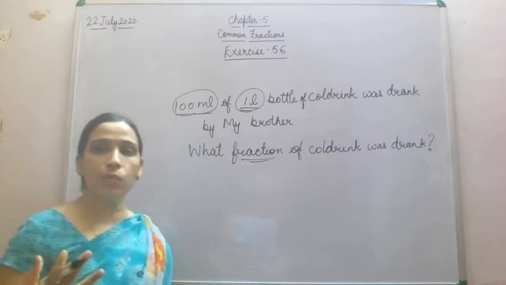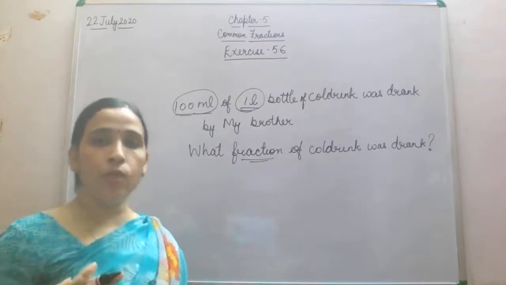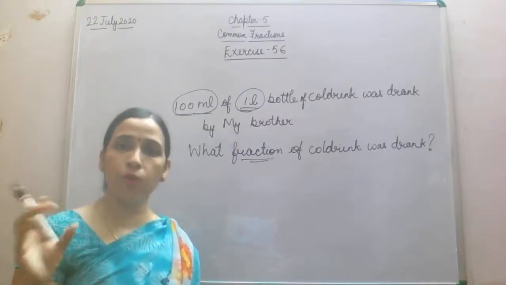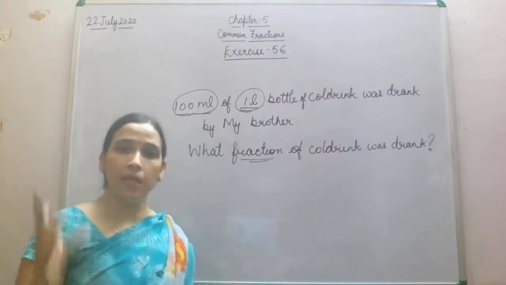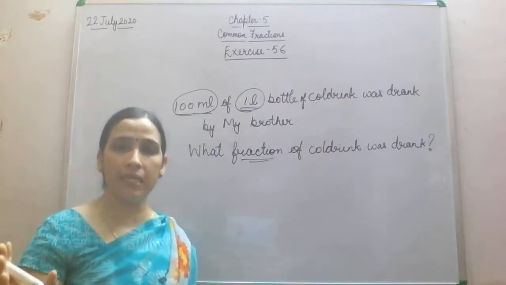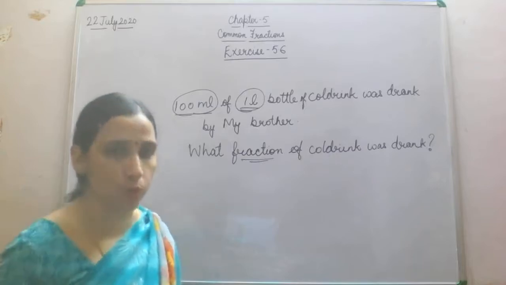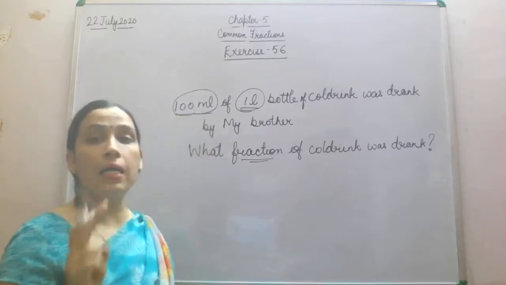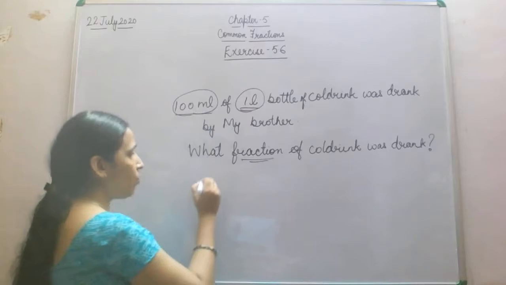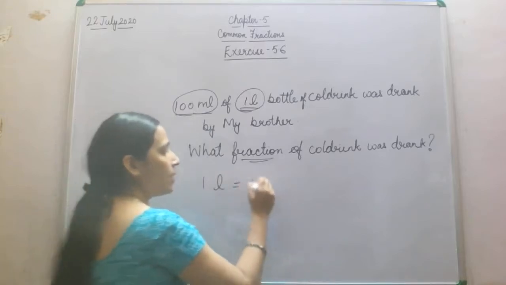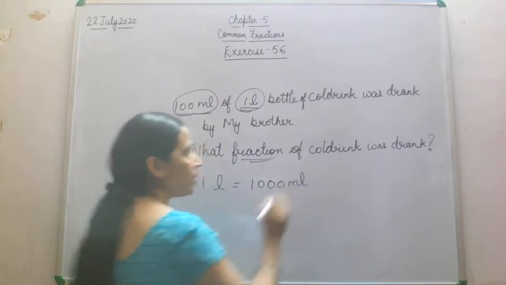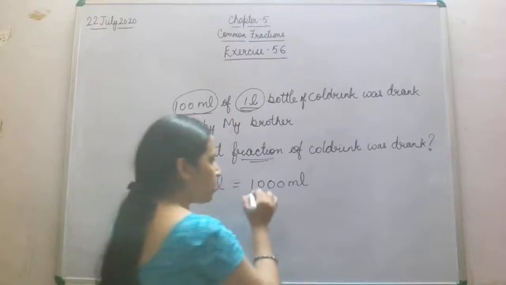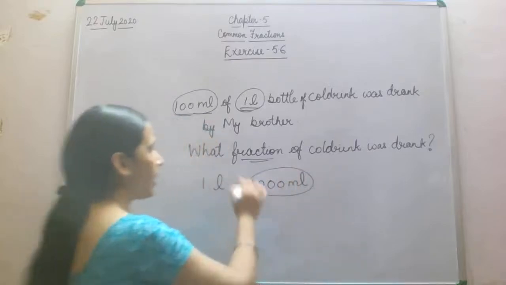So children, in this case, yesterday I also told you that a part of the whole is a fraction, and if a part from the whole is given, then you can find its fraction. Now what is there in the question? 100 ml of a 1 liter bottle. First of all, in 1 liter how many milliliters are there? 1000 milliliters. So out of this 1000 milliliters, my brother has drank how much?